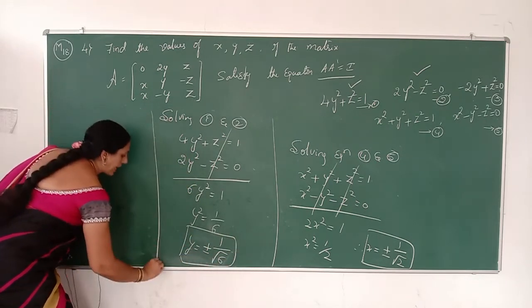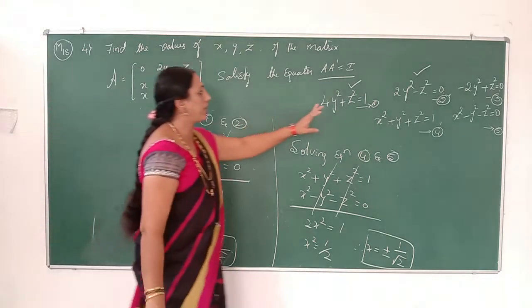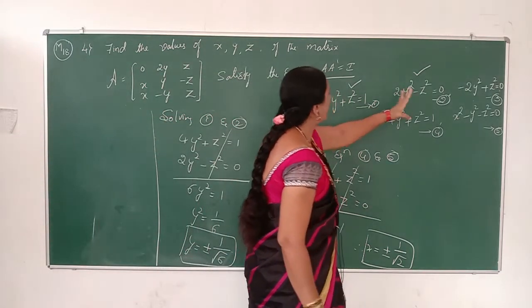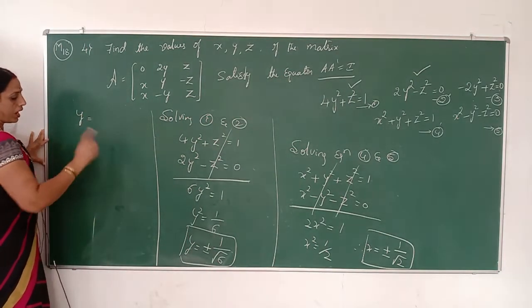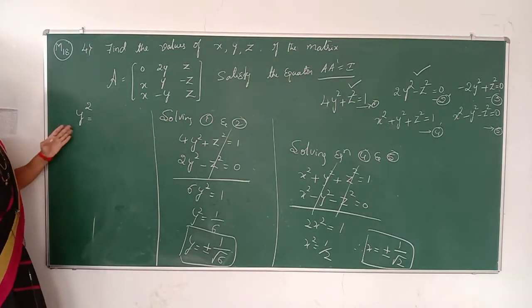Such a value can be substituted in any one of these two equations, either in equation 1 or in equation 2. So, directly using the value for y square.